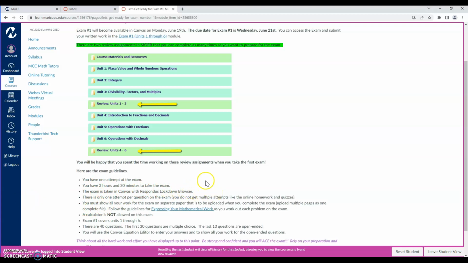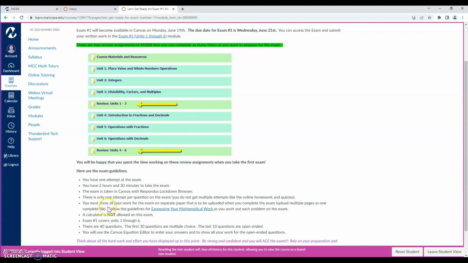So remember, you're going to use the Respondus Lockdown Browser that we practiced with during the practice exam to make sure your camera was set up properly and that your workspace was being captured appropriately and that you know how to use the technology. There's only 1 attempt per question. So it's not like the homework and the quizzes where you can get a similar question if you get it wrong the first time. The exam is different.